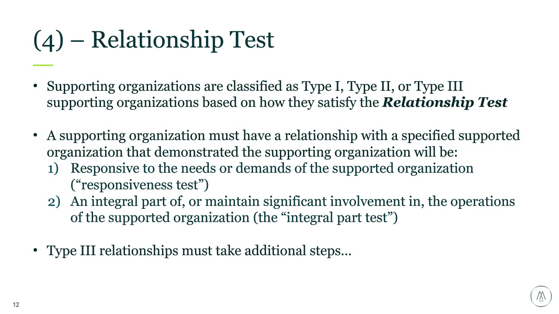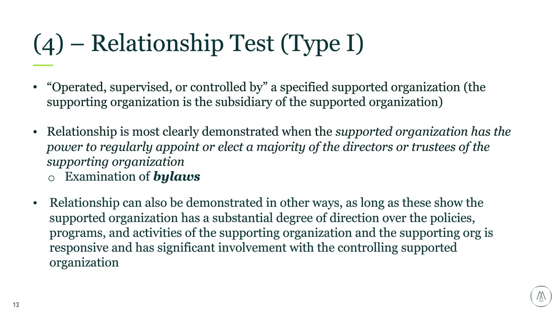All right, Type 1 relationships are perhaps the simplest relationships to define, and I think they're the most common out there in the realm of supporting organizations. Type 1 organizations must be operated, supervised, or controlled by their supported charity. As we mentioned previously, Type 1 relationships are comparable to that of a parent and a subsidiary, where the subsidiary, which would be the supporting organization, is under the direction of and accountable or responsible to the parent, which would be the supported organization. These relationships are established when the supported organization appoints or elects a majority of the officers, directors, or trustees of the supporting organization.